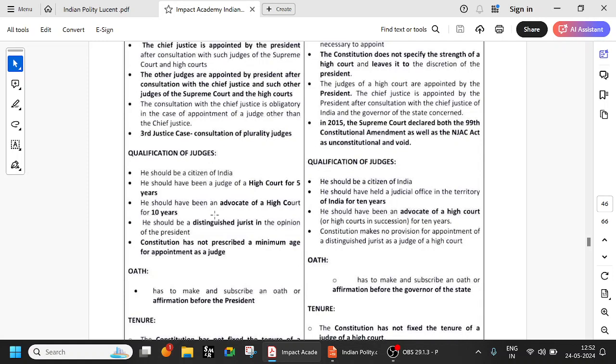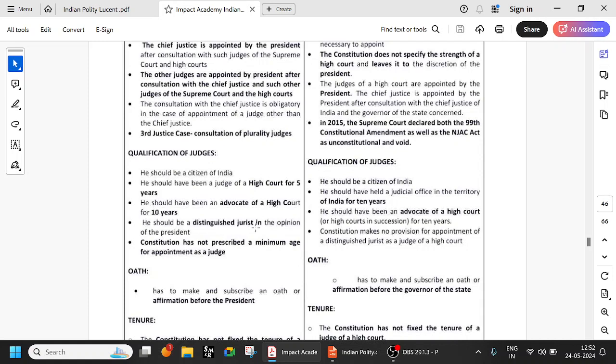Qualification of judges: a citizen of India. We have seen that the retirement age is 65 years for the Supreme Court and 62 years for the High Court. For the Supreme Court, he should have been a judge of a High Court for 5 years, or an advocate of a High Court for 10 years. For the High Court, he should have held a judicial office in the territory of India for 10 years, or been an advocate of a High Court for 10 years.